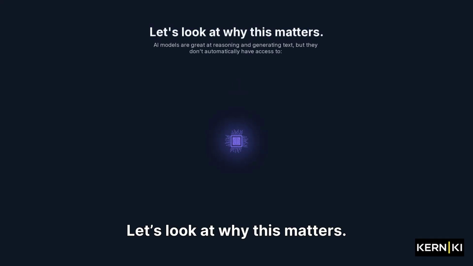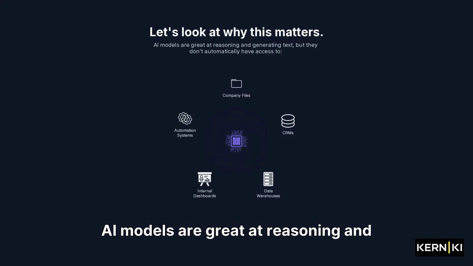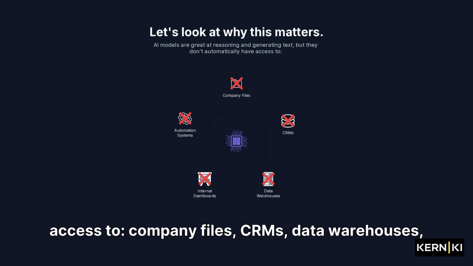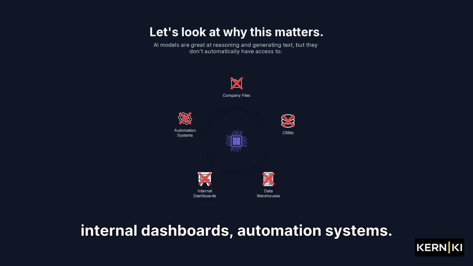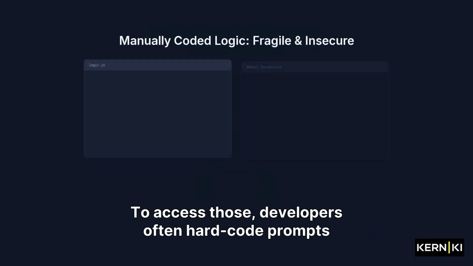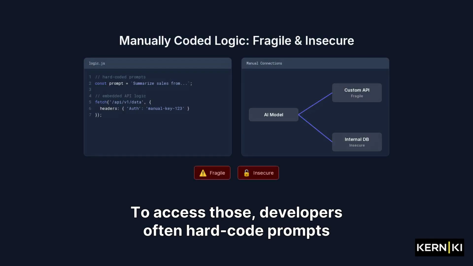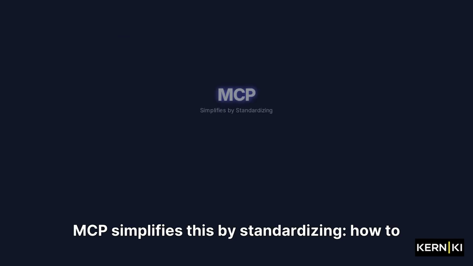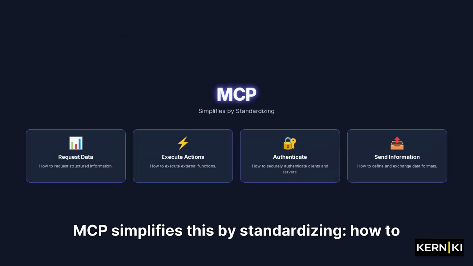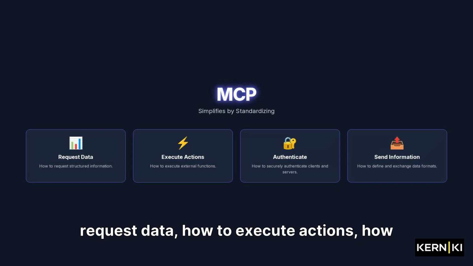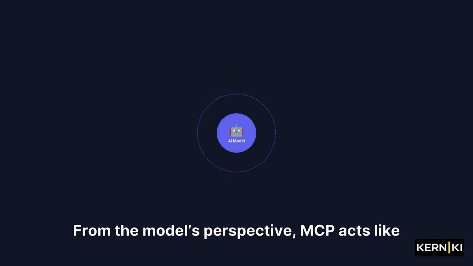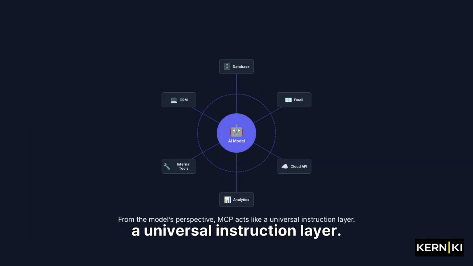Let's look at why this matters. AI models are great at reasoning and generating text, but they don't automatically have access to company files, CRMs, data warehouses, internal dashboards, automation systems. To access those, developers often hard-code prompts or embed API logic manually. That's fragile and insecure. MCP simplifies this by standardizing how to request data, how to execute actions, how to authenticate, how to send structured information. From the model's perspective, MCP acts like a universal instruction layer.